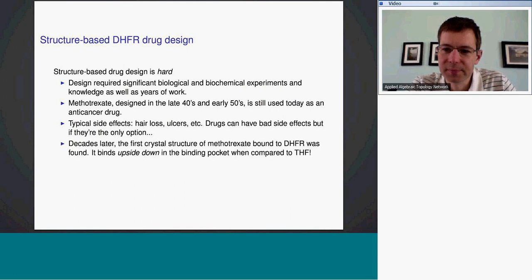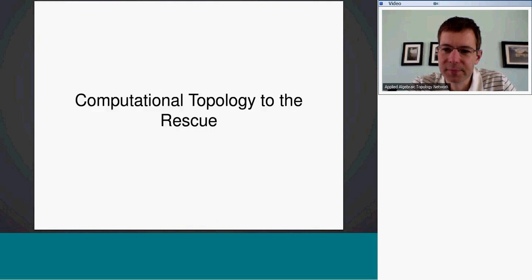And a further example: this is the first example where we designed the drug, but then it was actually imaged to see how the interaction works. It was upside down from how it was designed to bind in the binding pocket. So we got lucky in a certain sense with this design. We thought we were doing one thing, it ended up working, but in a very different way than how it was thought to work. So this is evidence that this is a hard problem. We will use some computational topology to help us solve this problem.